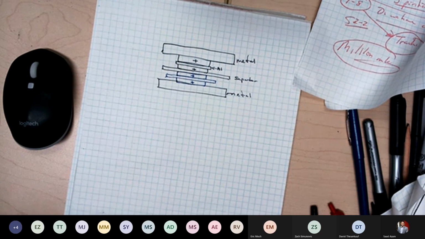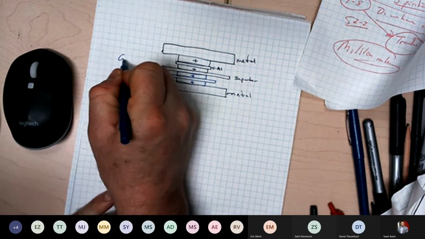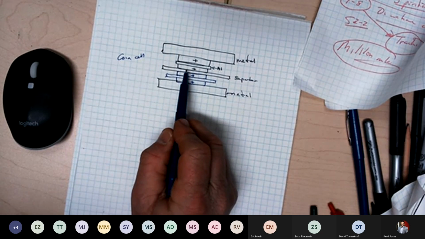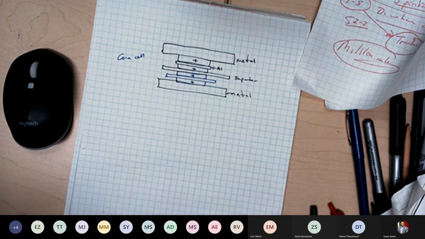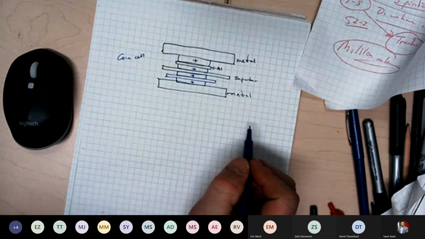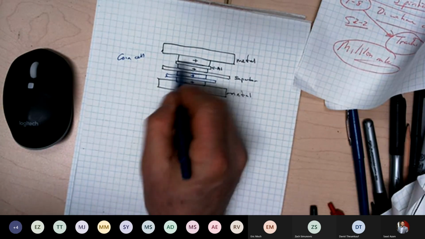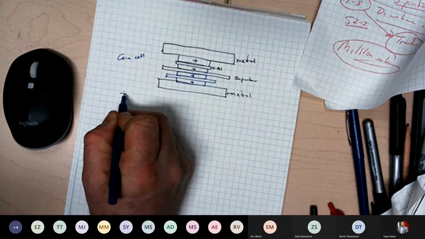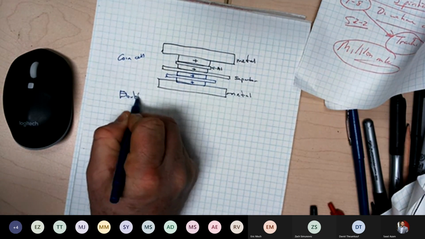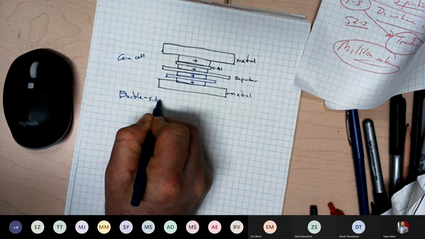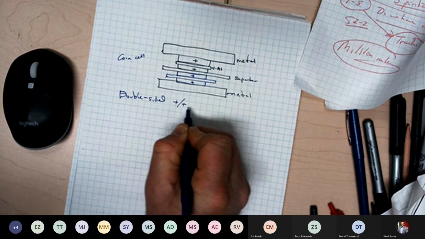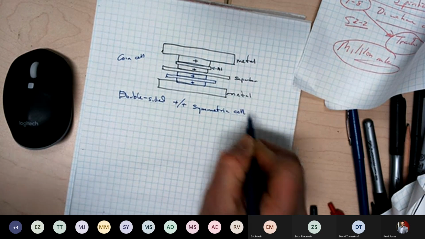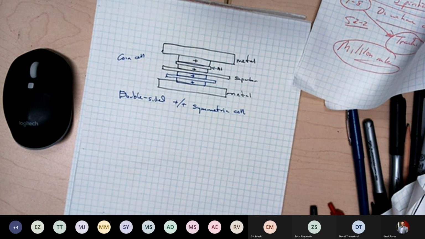So this is a coin cell prepared from small pieces of electrodes taken from a pouch cell, double-sided electrodes taken from a pouch cell. And everything's full of electrolyte. So we would call this a double-sided positive symmetric cell.